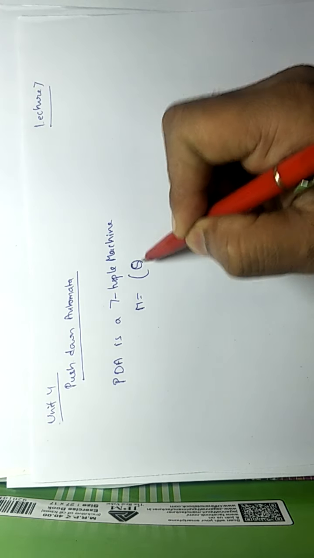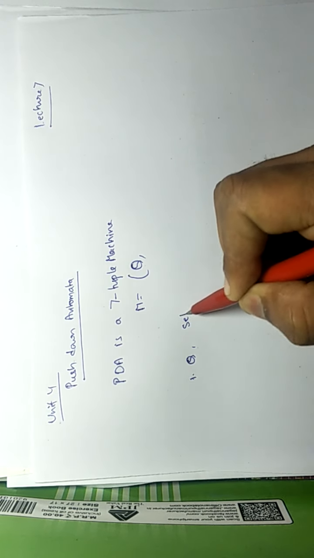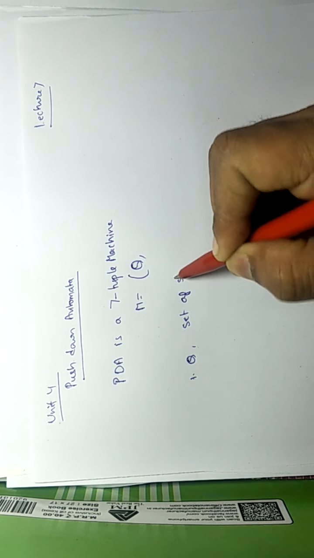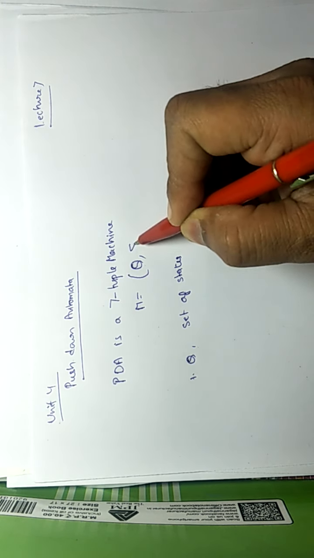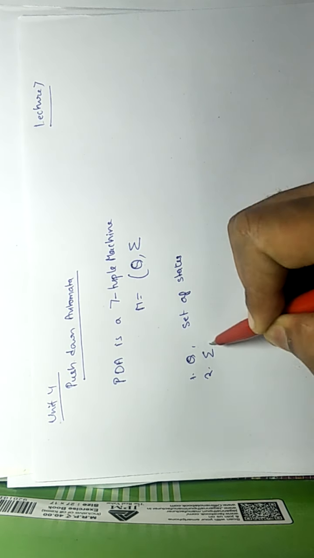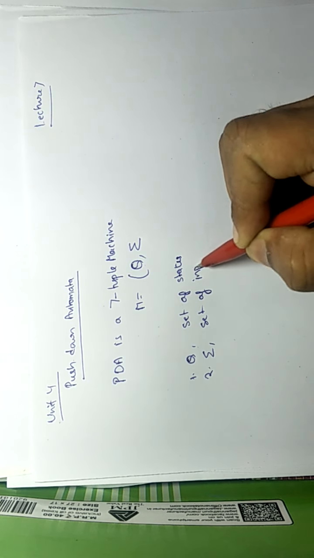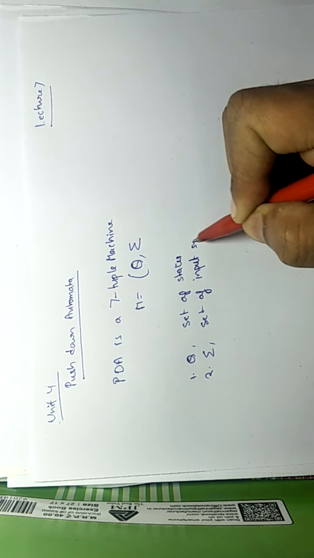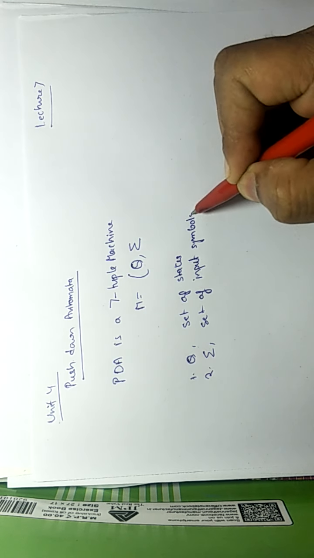First is Q. Q means set of states. Second one is sigma. Sigma means set of input symbols. We already know this is known as the set of input symbols.